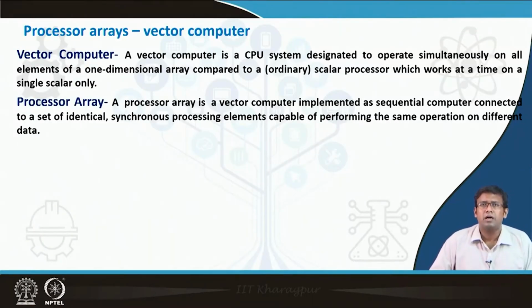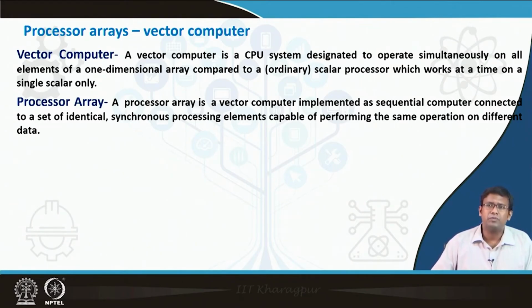Processor arrays are the most initial development in parallel computing, and one of the examples is the class called vector computers. A vector computer is a CPU system designed to operate simultaneously on all elements of a one dimensional array, compared to an ordinary processor which works on a single scalar only. So, if I write A is equal to B plus C, a sequential computer will consider that A is a variable, B is another single valued variable, C is another single valued variable, and add B and C and get a value.